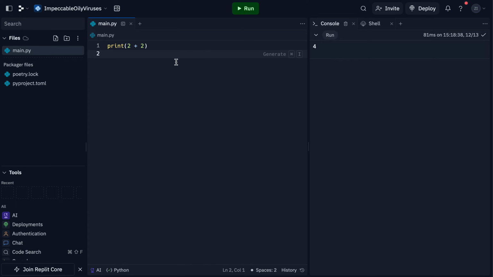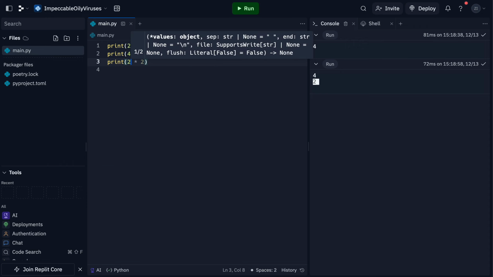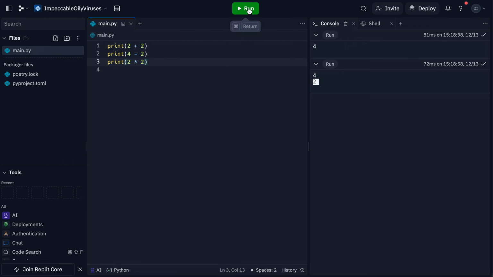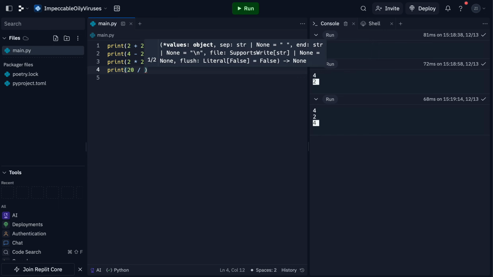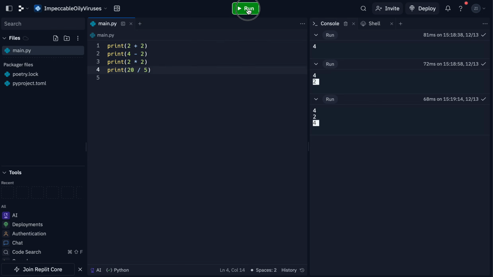And so my recommendation to you is to just go over all the arithmetic that we talked about and practice it here by just printing it out. So we have addition here, and then we could do 4 minus 2 as well. And then when you click run, you'll see it prints out 4 first for 2 plus 2, and then 2 for 4 minus 2. We'll do multiplication as well. 2 times 2. Click run, and we get another 4 at the end. And then we could do 20 divided by 5. And we get 4.0.